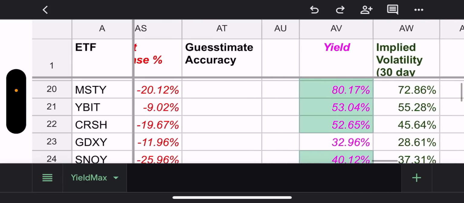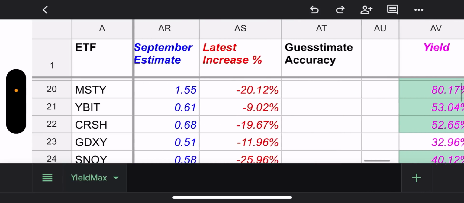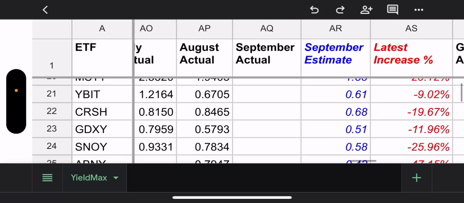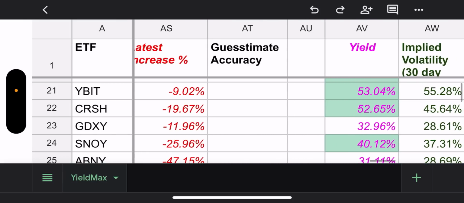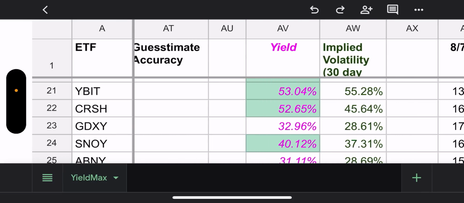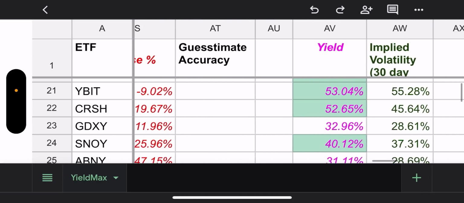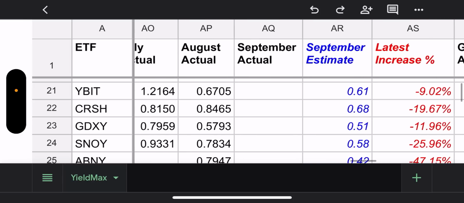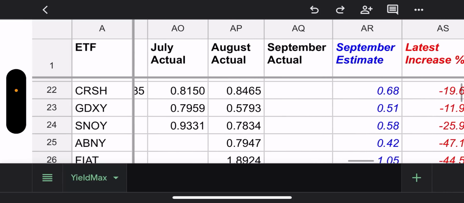Which, by the way, $1.55 is an 80% yield. Their IV is 72%. So again, this is just my guesstimate. Who the hell knows what they're gonna pay? YBIT, they paid 67 cents last month. I'll give them 61 cents. This would yield them 53%, which is 2% below their IV. They had gains per share of 57 cents. All right, let's continue. Crash.